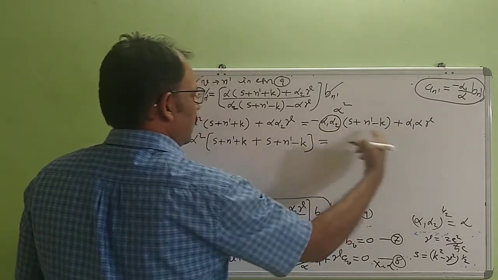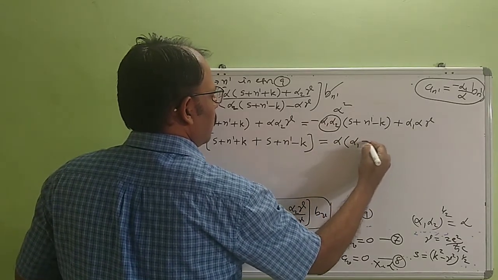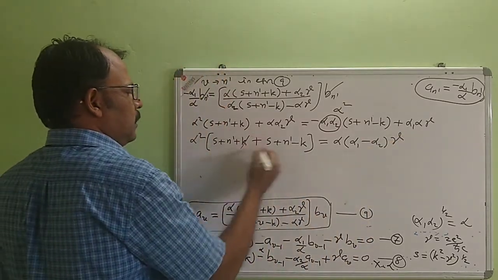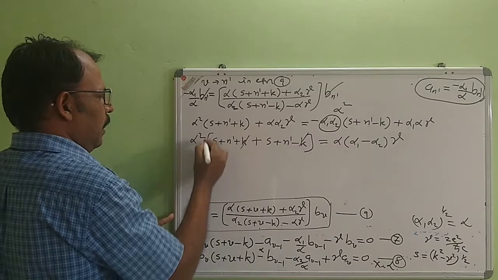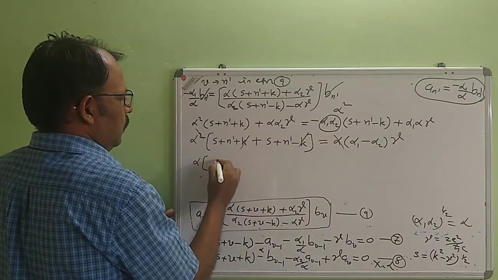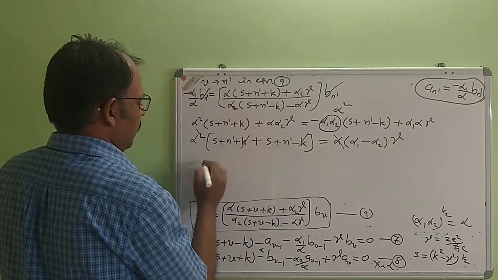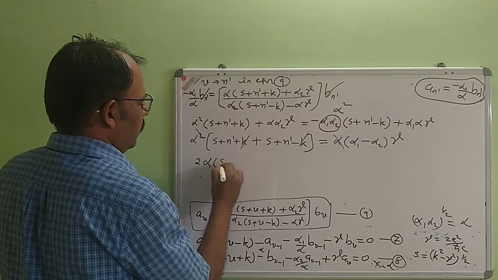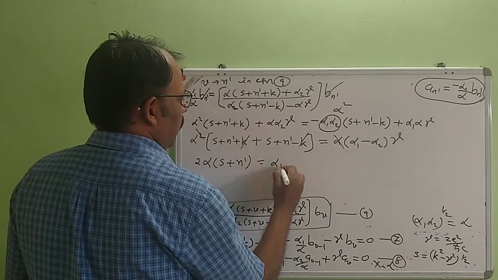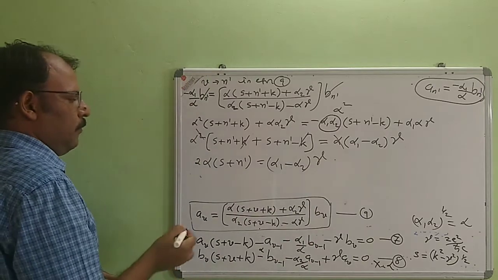Take this term to the right hand side and taking alpha common, alpha into alpha 1 minus alpha 2 gamma. This plus k and minus k will get cancelled. We will have alpha square, and alpha we can cancel out. Then alpha into s plus n prime plus s plus n prime, that will be 2 s plus n prime. So we will be having 2 alpha into s plus n prime is equal to alpha 1 minus alpha 2 into gamma.